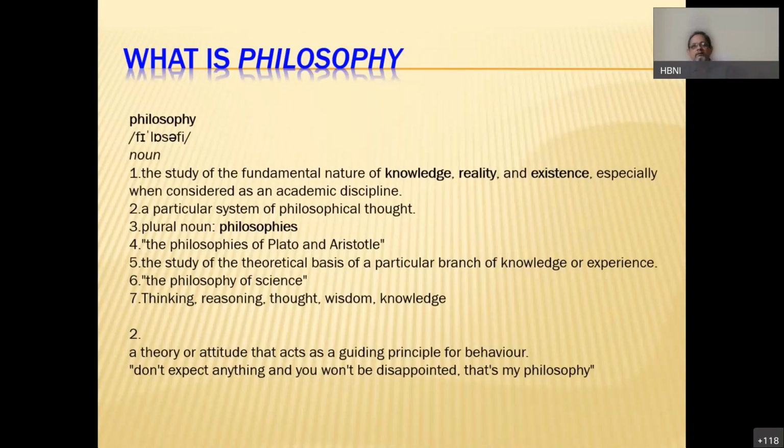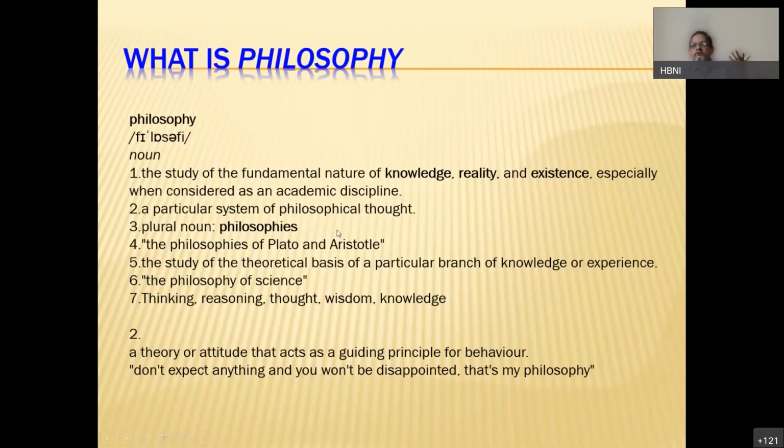Again, if you look at the Oxford University dictionary, you can see that philosophy is defined as the study of the fundamental nature of knowledge, reality, and existence. Mind the words, they are very particular words used here: knowledge, reality, and existence, especially when considered as an academic discipline. Philosophy can also mean a particular system or a school of thought. Okay, a school of, say, Jain philosophy, Jainism. Or a school of, say, Advaita philosophy, Ramanuja, in the Indian context.